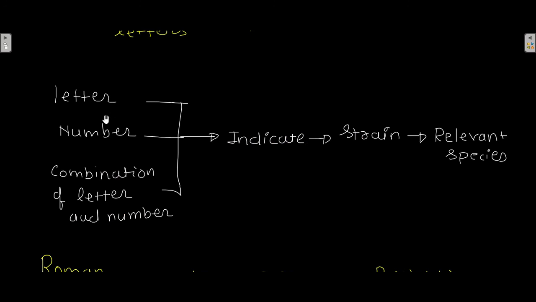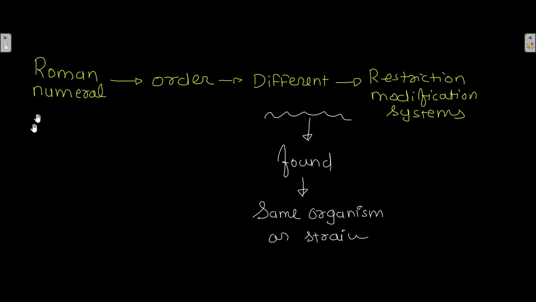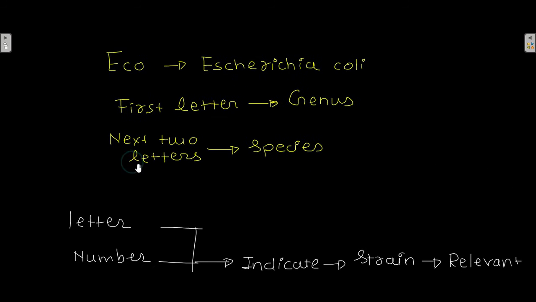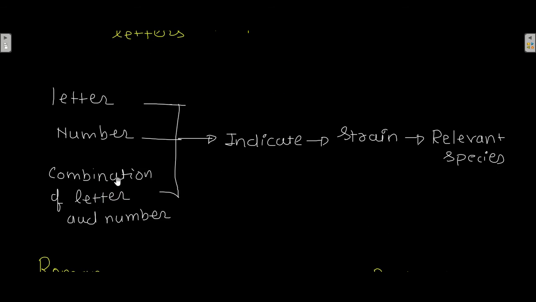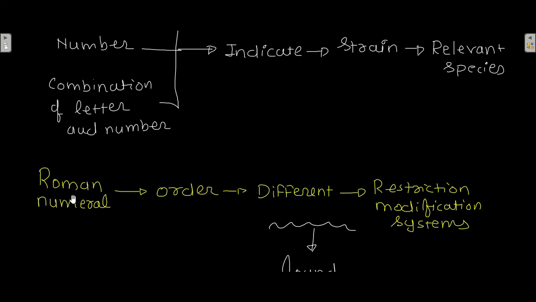Now after the abbreviation, the name of the restriction enzyme contains a letter, or a number, or a combination of letter and number, which indicates the strain of the relevant species. And after that, you have a Roman numeral, which represents the order in which the different restriction modification systems were found in the same organism or in the same strain. So in the name of the restriction enzyme, you have an abbreviation, then a letter, number, or combination of both, and at last a Roman numeral.